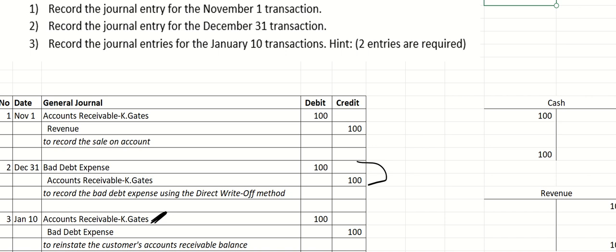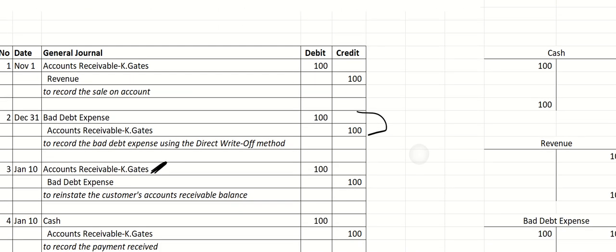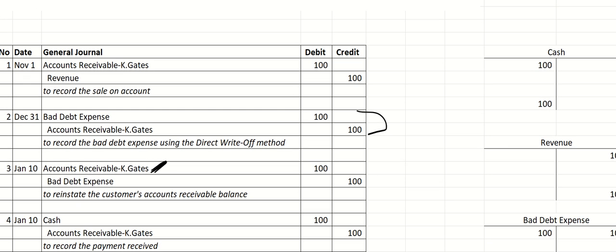And then the second entry is to record the cash collection. So cash is going to be increased by $100. Accounts receivable is going to be decreased by $100. And that's it when it comes to the direct write-off method. I don't want to spend too much time on this method. Now, in the next video, in another video, I'm going to go over the allowance method, because there's a little bit more to the allowance method.